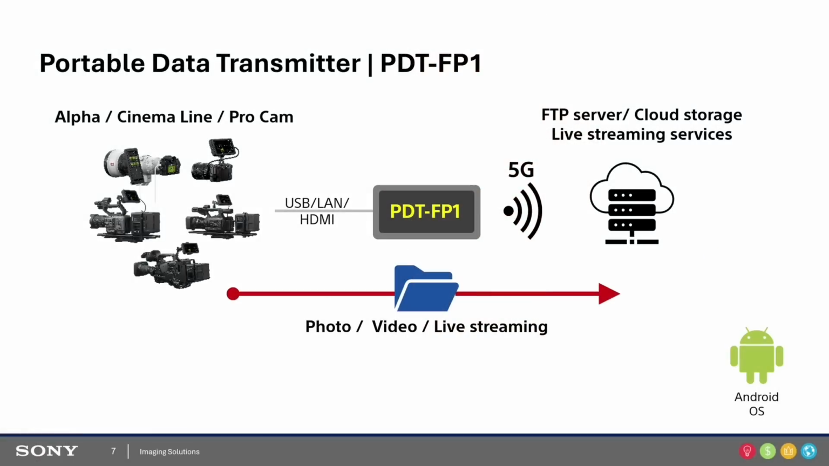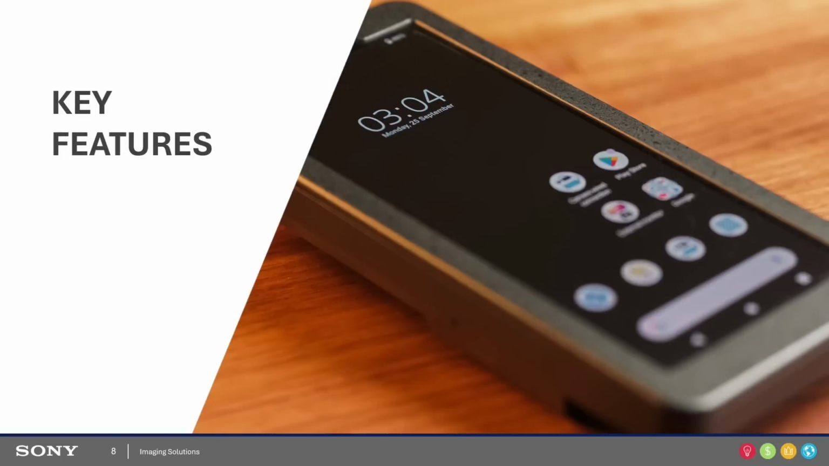So this is really built for transmitting video, photos, and data from a camera or a device using a wired connection to the PDT. Now you can do a wireless connection, but obviously a wired connection is a lot faster. And then utilizing either Wi-Fi, but most importantly, the 5G mobile network to get that data or video or even live stream from the camera to the cloud. That's the primary use of the PDT. So let's have a look at a couple of those key features as we go through here.